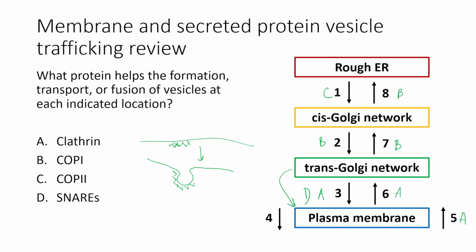SNAREs are doing the opposite. SNAREs act when the vesicle arrives at its destination, to help the vesicle fuse with the destination membrane. So we have our vesicle now, and SNAREs are going to help the vesicle come really close and approach this membrane by essentially twisting together, right, to help them get closer and closer until they eventually merge. So one is the beginning of making a vesicle, one is the end of making a vesicle. Or getting rid of the vesicle, I guess.